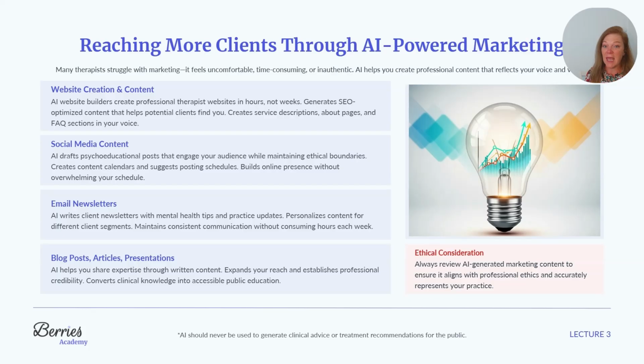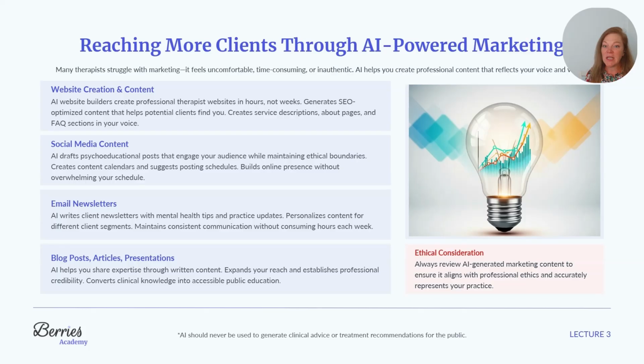Email newsletters. AI writes client newsletters with mental health tips and practice updates. It personalizes content for different client segments. It maintains consistent communication without consuming hours each week. You might want to send a monthly newsletter to your clients with self-care tips and practice news, but sitting down to write it every month feels like one more thing on your to-do list. AI can draft it based on your guidance, and you can review and send it in 15 minutes instead of 2 hours.